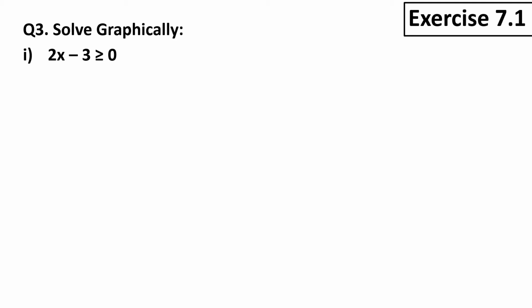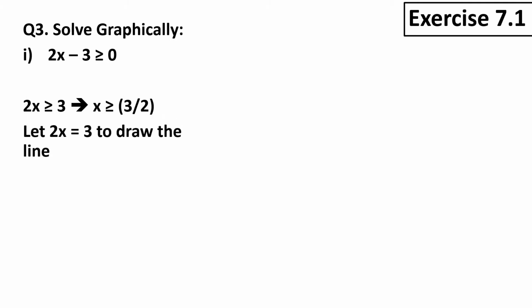First problem that we will discuss is we are supposed to solve graphically 2x minus 3 greater than or equal to 0. How to solve this inequality? So if I put 2x is greater than or equal to 3, take 3 on the other side, so I get x greater than or equal to 3/2. For drawing the line, you assume the equation as 2x is equal to 3 and draw the line at x is equal to 3 by 2.